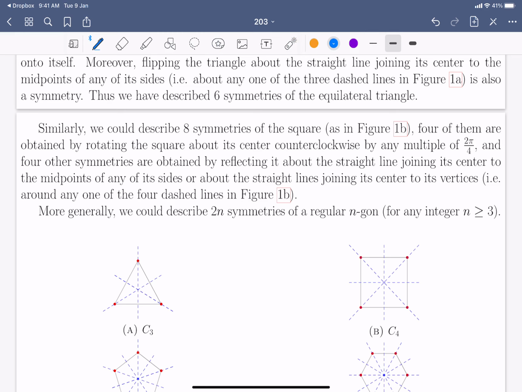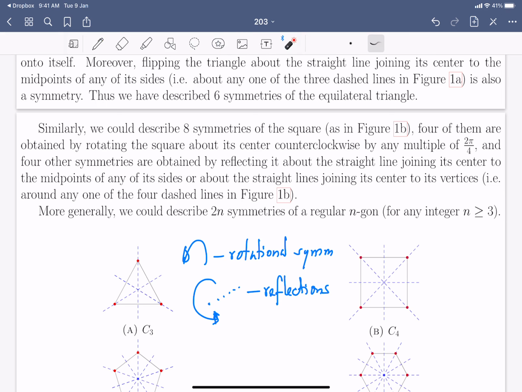Maybe let me try to mention. So when you rotate, these are called rotational symmetries. When you flip, these are called reflectional symmetries, or just reflections. Okay. So here there are four rotational symmetries and four reflections that you can think of.